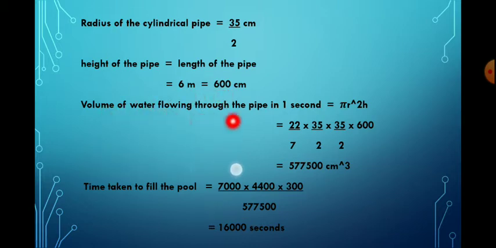So volume of water flowing through the pipe in 1 second is pi r square h. So 22 by 7 into r square, 35 by 2 into 35 by 2 into h is 600. So on solving this, we'll get the answer as 5,77,500 centimeter cube. So time taken to fill the pool is equal to volume of the swimming pool divided by volume of water flowing through the pipe in 1 second. So 7,000 into 4,400 into 300 divided by 5,77,500, which is equal to 16,000 seconds.